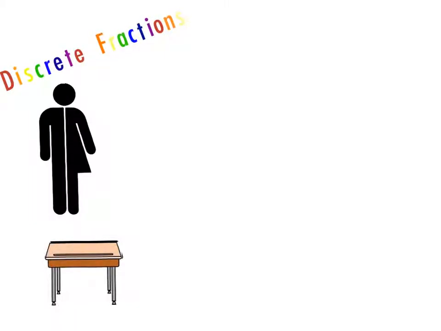Discrete fractions. What are discrete fractions? A discrete fraction is when the whole is made up of multiple different wholes. For example, a classroom could be thought of as a whole. Within that classroom, there are many students. Each student is a whole as well. Let's say in a classroom of 8 students, 5 students were present.